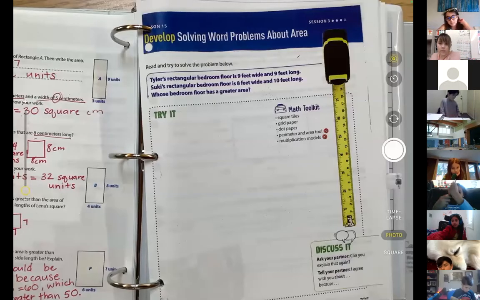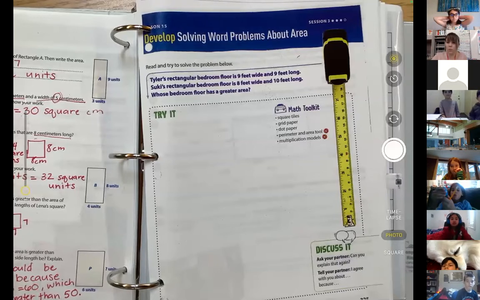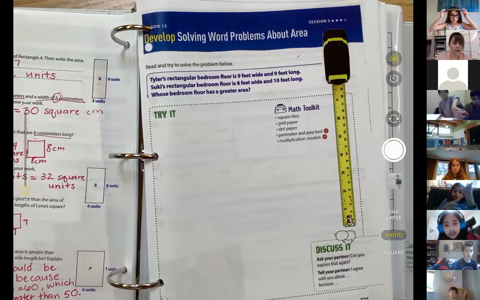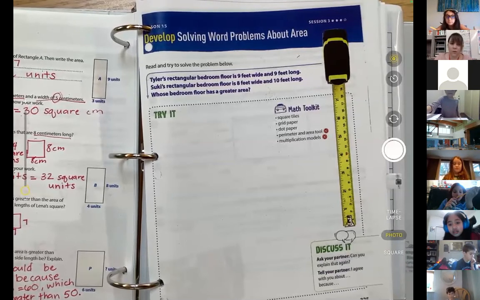We have been talking all about area, right? And we've come up with two ways to find area. We've talked about how you can multiply length times width. We talked about how, if there's already squares or tiles on it, you can count the tiles. If you want to make your tiles, I showed you guys how to do that, right? So we talked about a few different ways to find area.